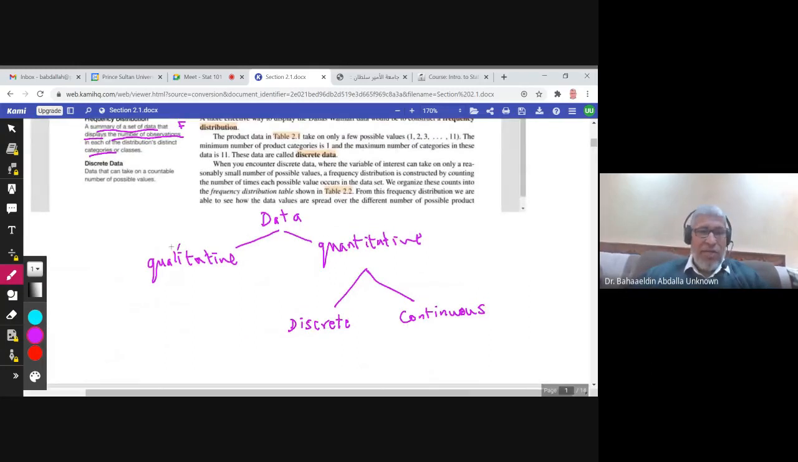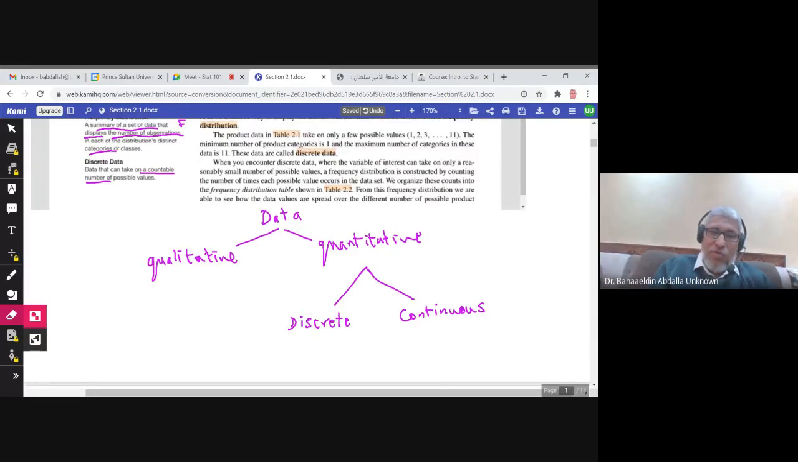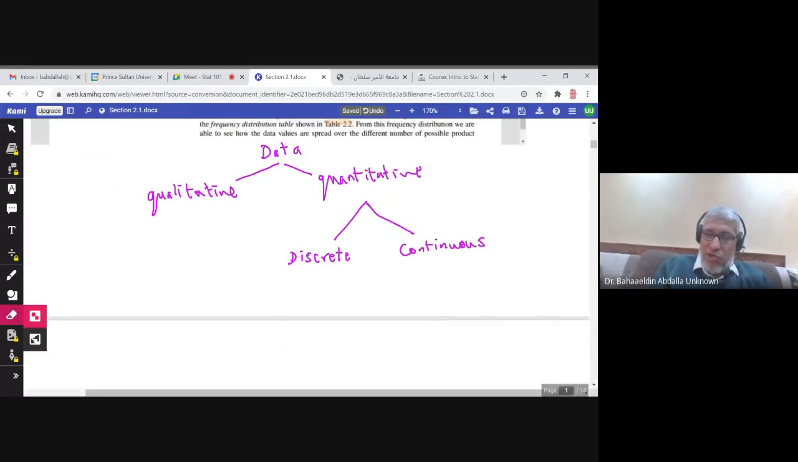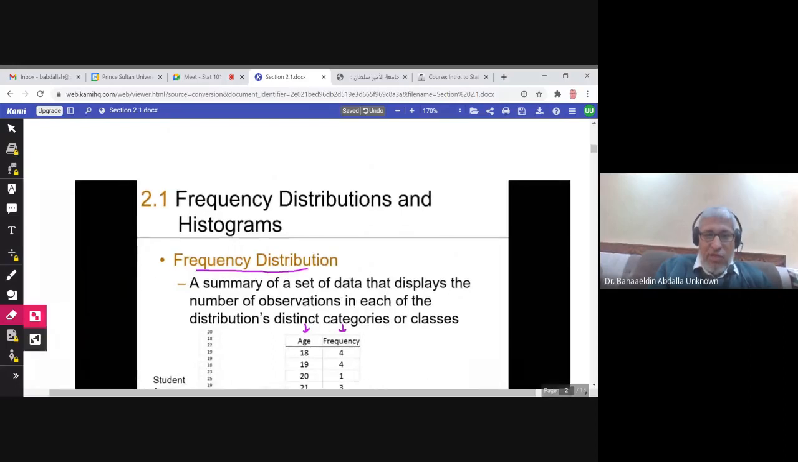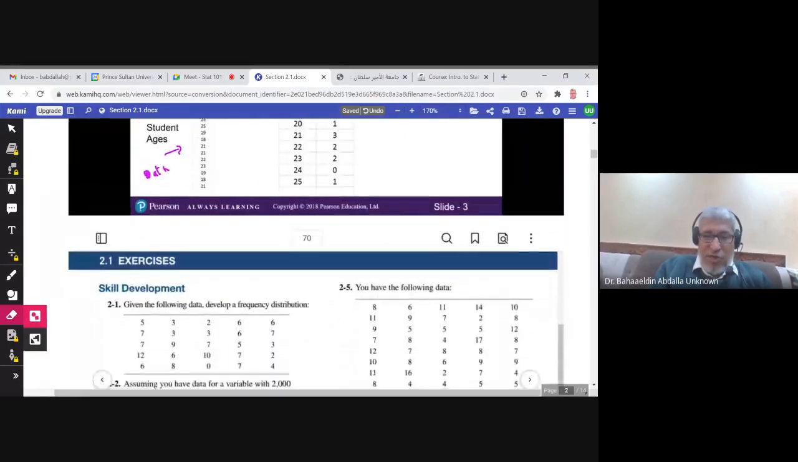The meaning of discrete data is that it can take on a countable number. You can count them 1, 2, 3, 4, 5. This is discrete. You cannot count, for example, all the numbers between 1 and 2. This is not countable. All the real numbers between 1 and 2: 1.001, 1.000001. You cannot count them. This would be continuous. Okay, so this is an example of frequency distribution for discrete data.